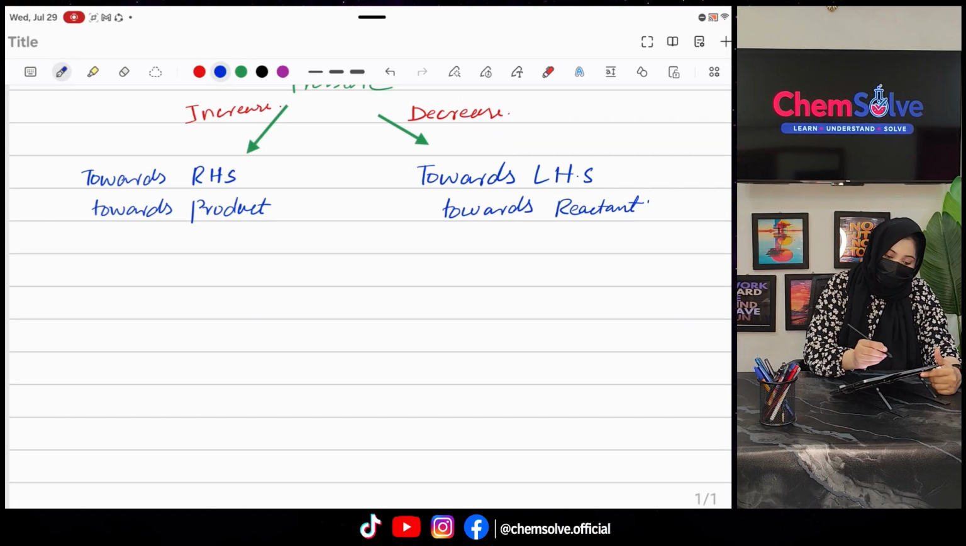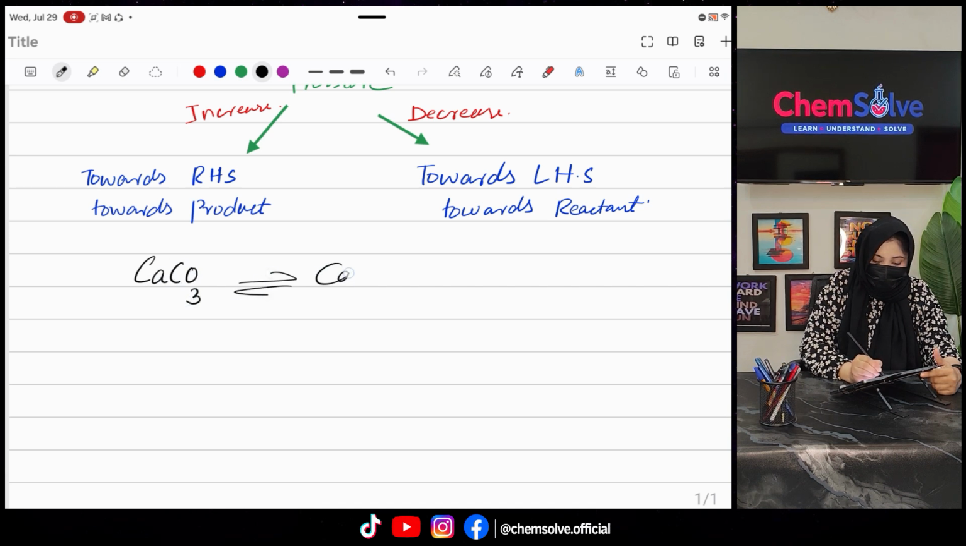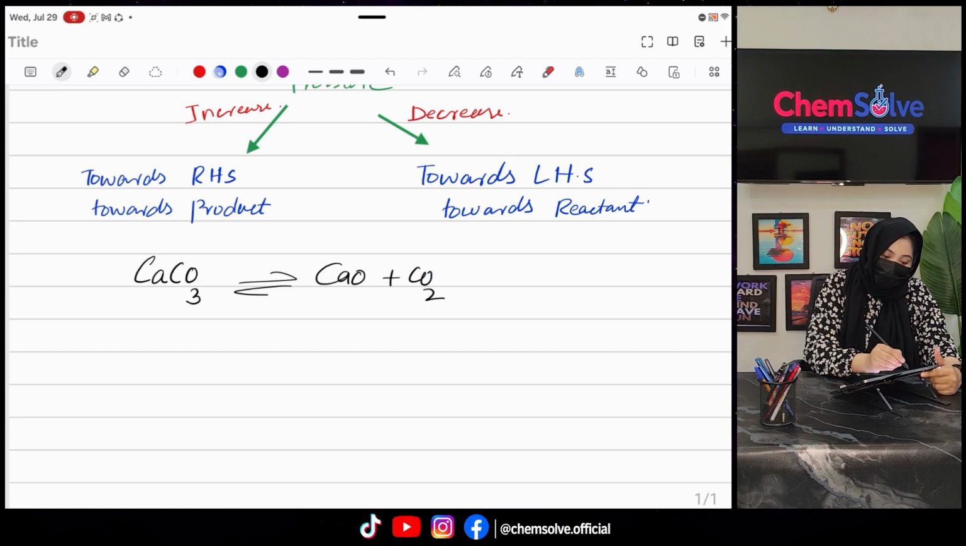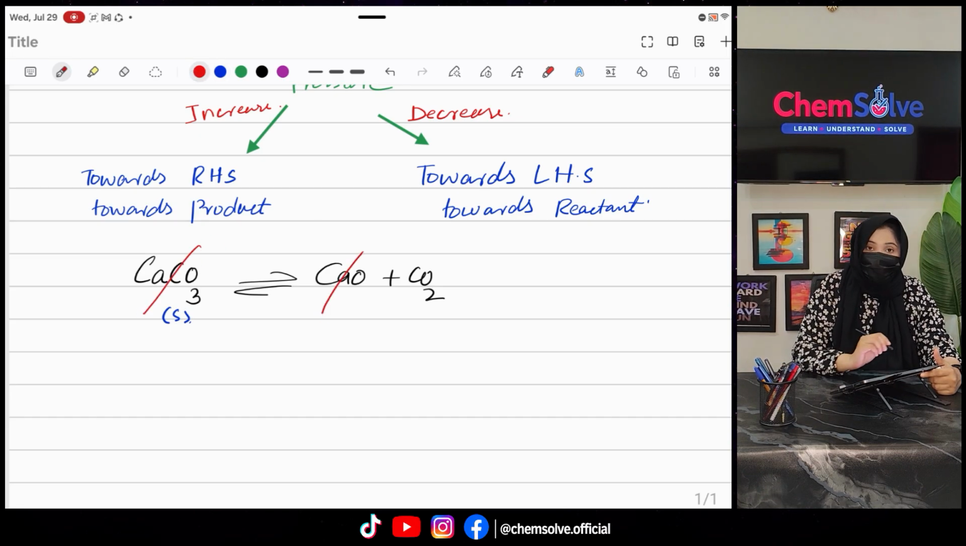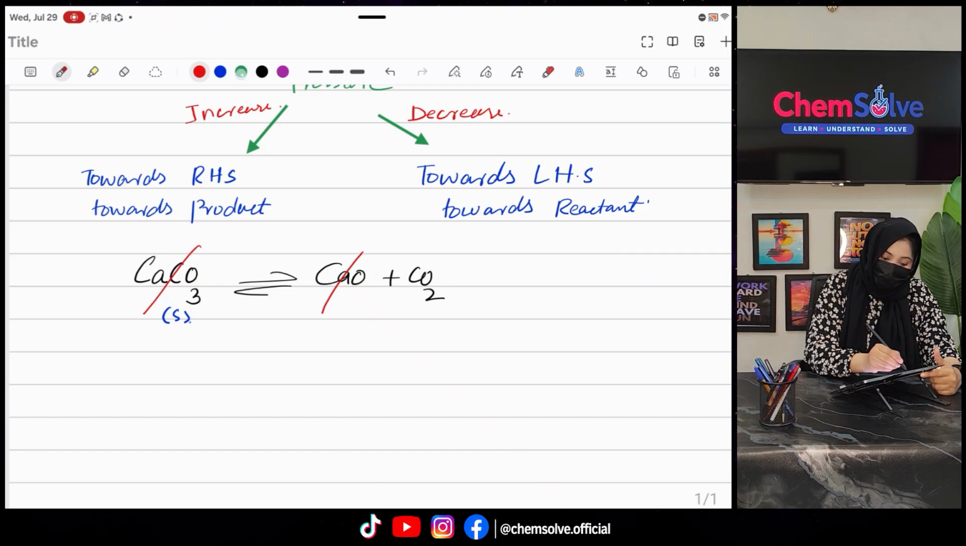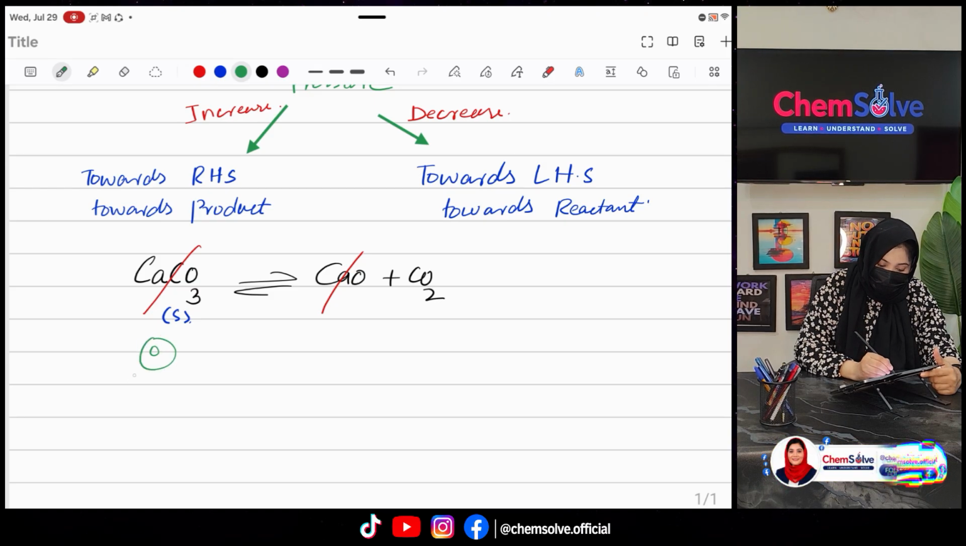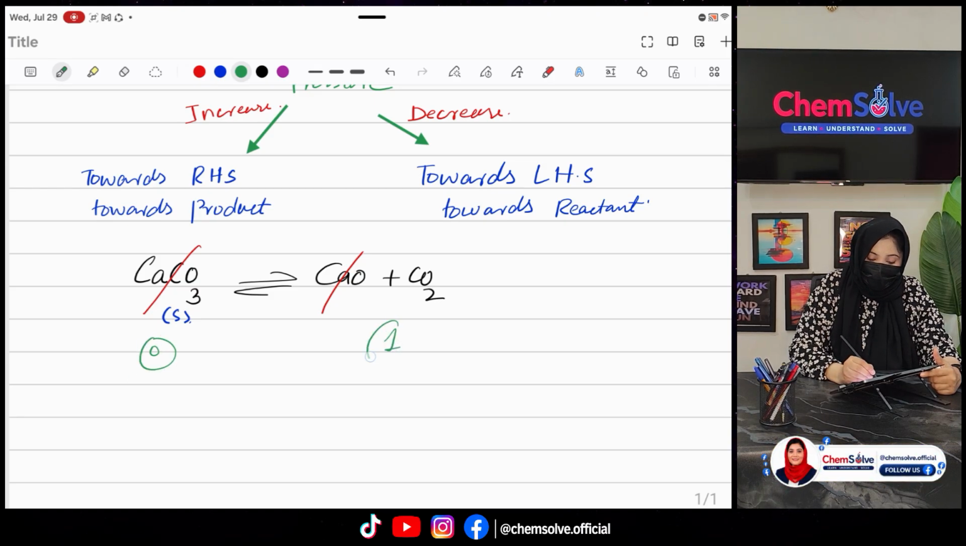Okay, just take another example. For example, here I'm going to take decomposition of calcium carbonate. Now, calcium carbonate is solid. So it is not a gas. I will totally ignore this. This is also not a gas. So I will ignore this as well. Only carbon dioxide is the gas. So on the reactant side, there are 0 moles. And on the product side, there is 1 mole of the gas present.